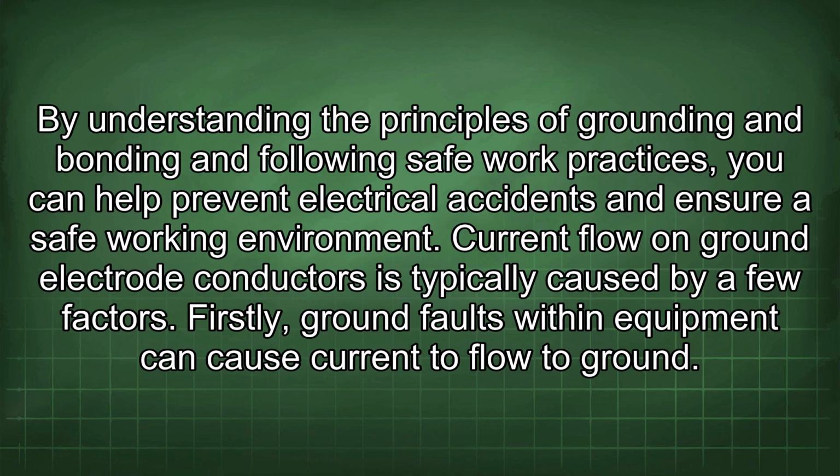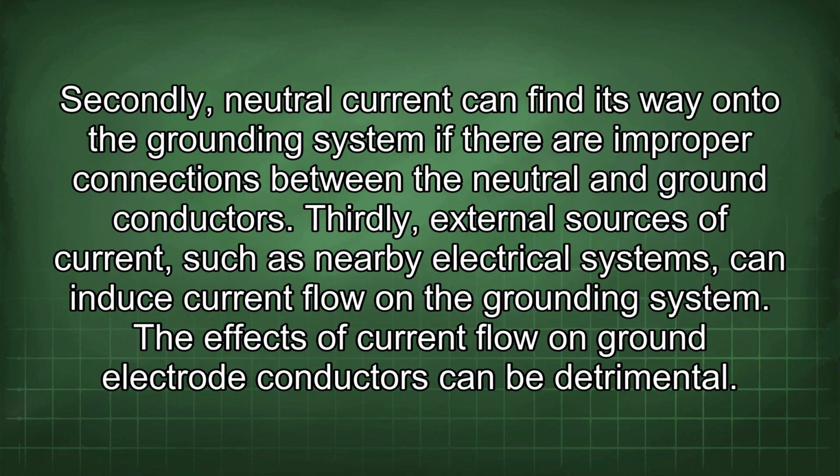Current flow on ground electrode conductors is typically caused by a few factors. Firstly, ground faults within equipment can cause current to flow to ground. Secondly, neutral current can find its way onto the grounding system if there are improper connections between the neutral and ground conductors. Thirdly, external sources of current, such as nearby electrical systems, can induce current flow on the grounding system.